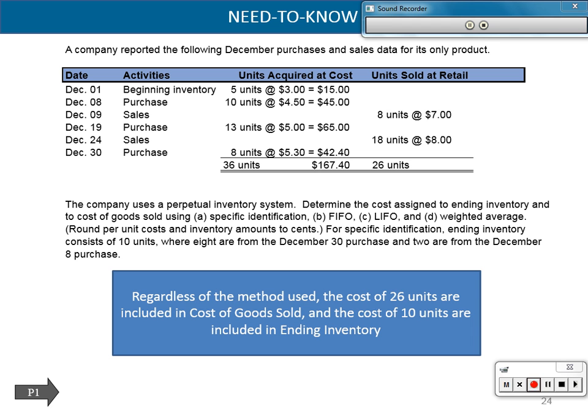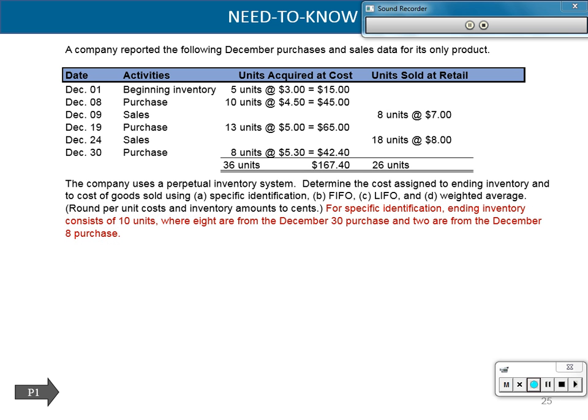All right. Regardless of the method used, the cost of 26 units are included in cost of goods sold, and the cost of 10 units are included in ending inventory. Now, specific identification.